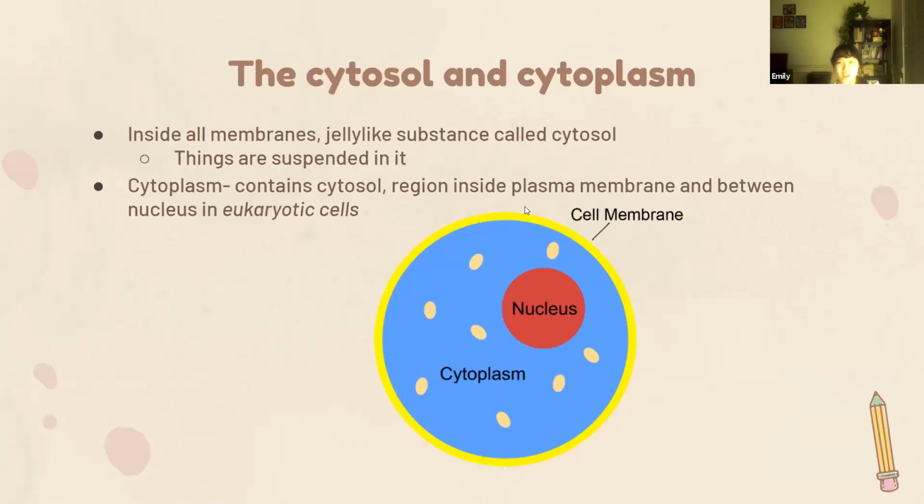So the second common factor is not the cytoplasm, but the cytosol. The cytoplasm is not found in all cells, but basically inside all plasma membranes, there is a jelly-like substance called the cytosol. And in it, things like DNA and ribosomes are suspended. And so in a eukaryotic cell, the cytoplasm is basically the cytosol plus organelles.